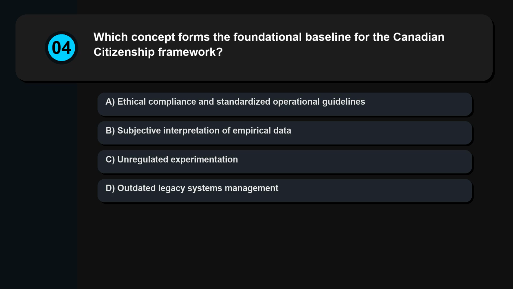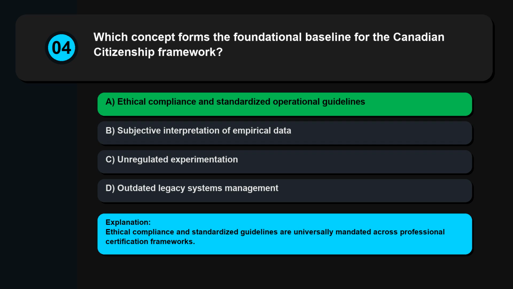Question 4. Which concept forms the foundational baseline for the Canadian citizenship framework? Ethical compliance and standardized operational guidelines, subjective interpretation of empirical data, unregulated experimentation, outdated legacy systems management. Ethical compliance and standardized guidelines are universally mandated across professional certification frameworks.